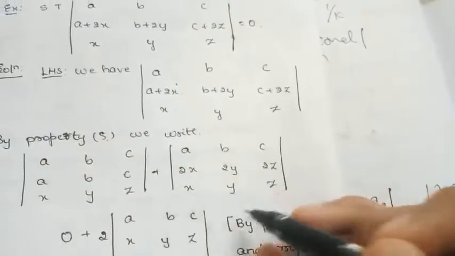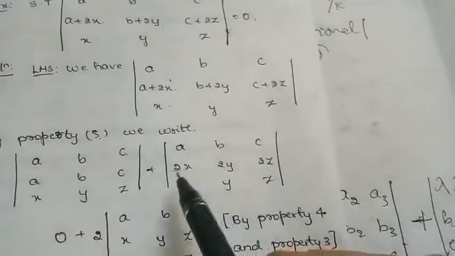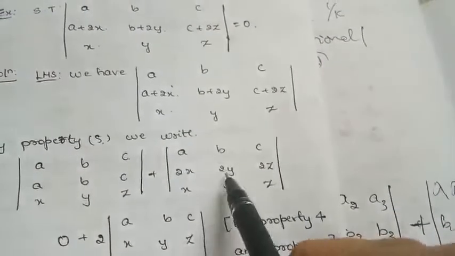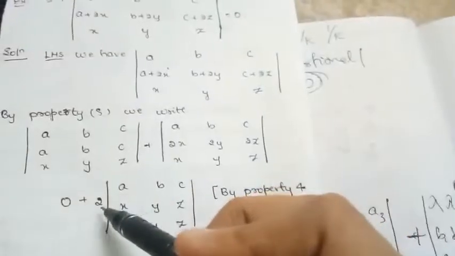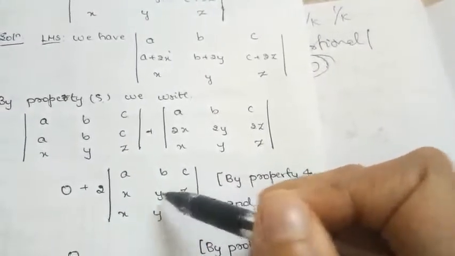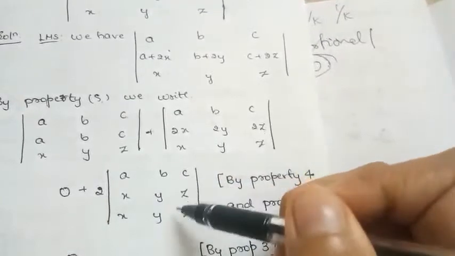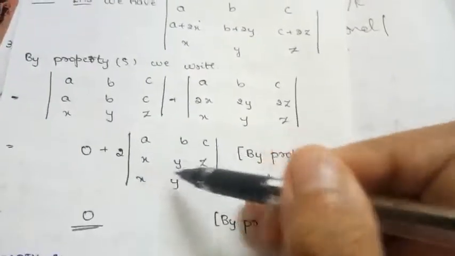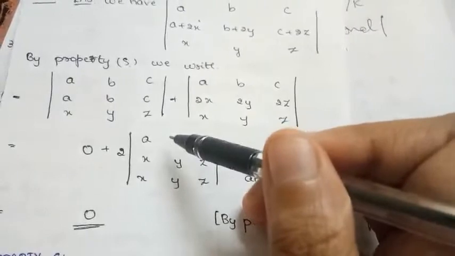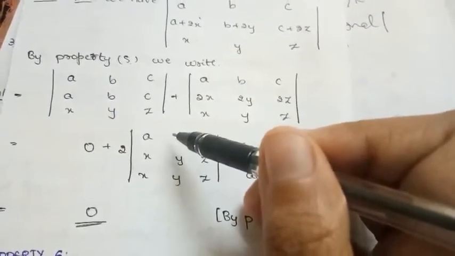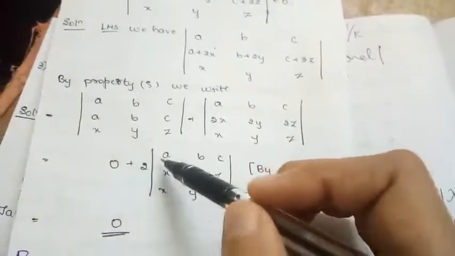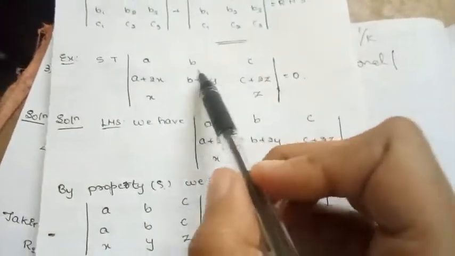Now consider the second determinant. Here in the second row you can see that 2 is a common factor, so I can take that 2 common outside. After taking the 2 outside, you can observe that the second row and the third row are identical, because the corresponding elements of the second and third rows are the same. So by property 3, the value of this determinant is also equal to 0. Thus 0 plus 0 is 0, so we have shown that the value of this determinant is equal to 0.